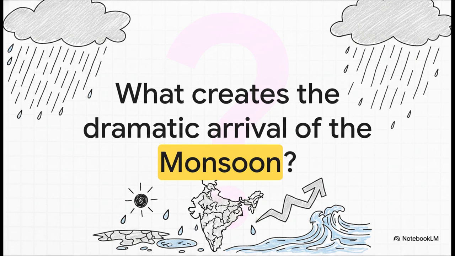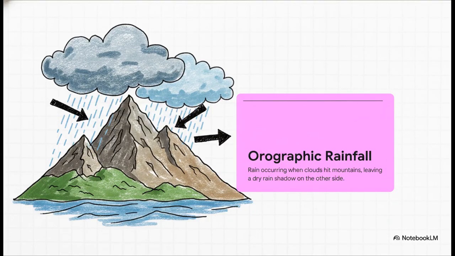How on earth does an entire subcontinent go from bone dry to flooded seemingly overnight? Okay, to answer that, we need to dive into a critical meteorological concept, orographic rainfall. Basically, when heavy, moisture-laden clouds blow in from the ocean, they eventually crash into mountain ranges.